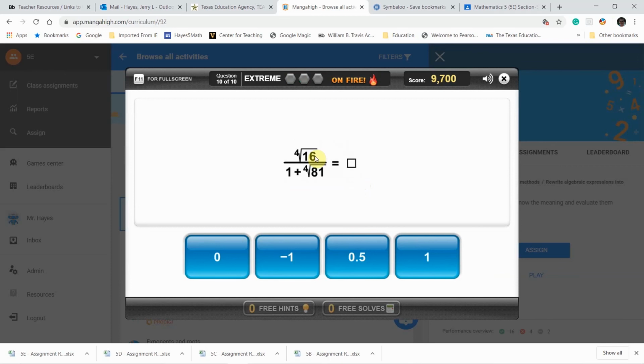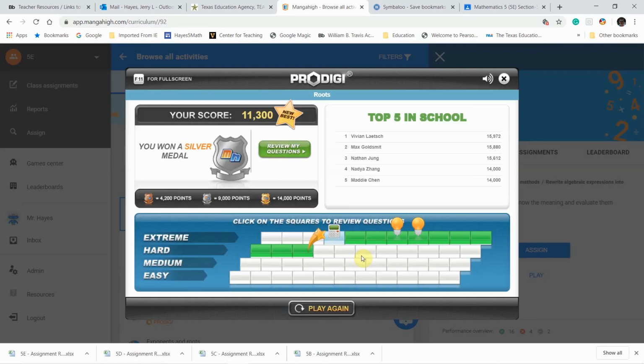2 times 2 times 2 times 2. So this is 2. This is 3 times 3 times 3 times 3. 3 plus 1 is 4. So this is 2 over 4, which is half, right? Wow. We got us a silver medal that time. Don't want to play it again.